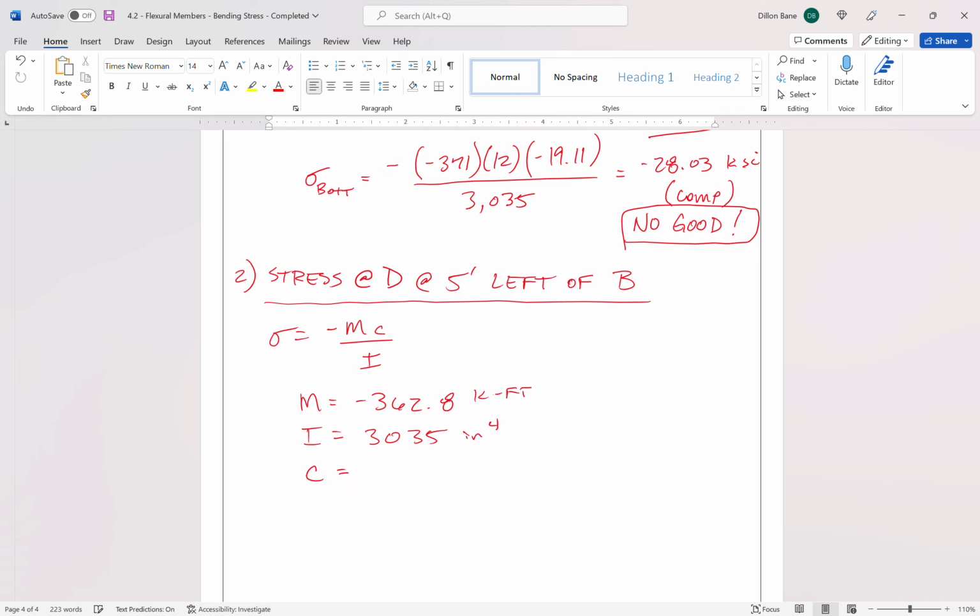But this time C really is not the C value, right? We're not really looking at C. We really need to put Y here to be absolutely technically correct instead of C, because C is technically the distance from the neutral axis to the top or the bottom, right? What is the maximum value that Y could be, top or bottom? So this time, to be 100% technically right, we need to put Y here. Y is the distance from the neutral axis to our point of interest, okay?